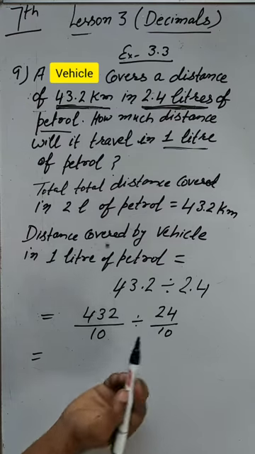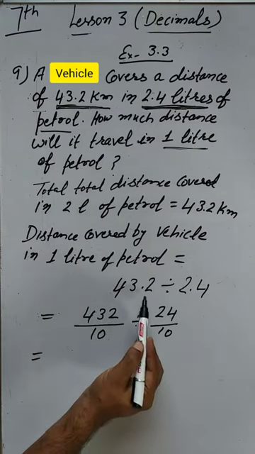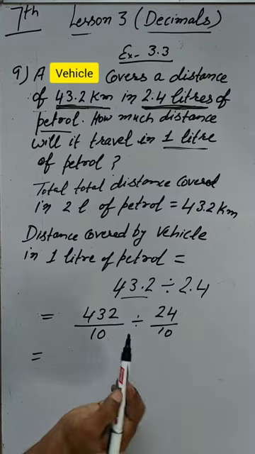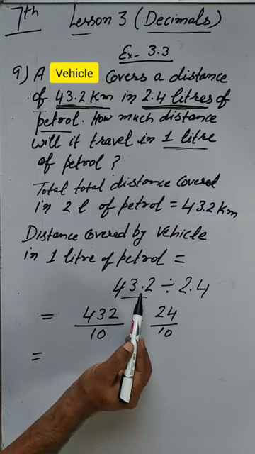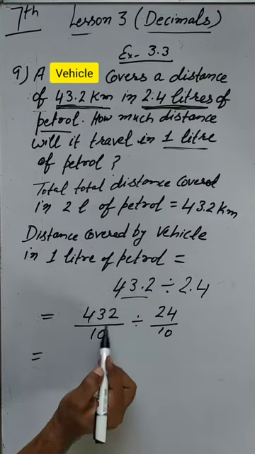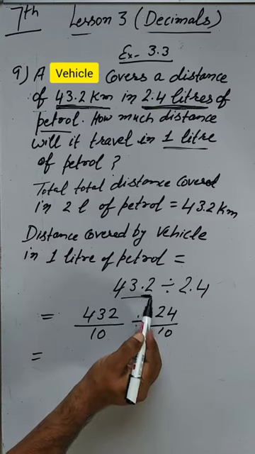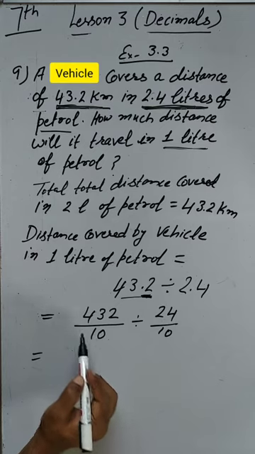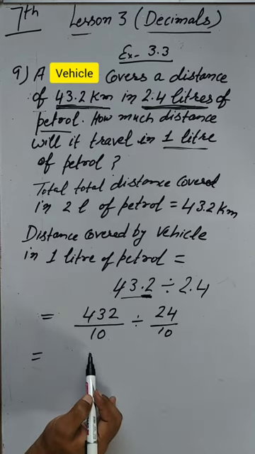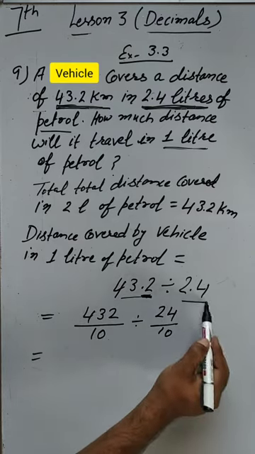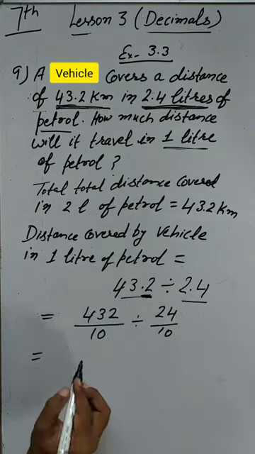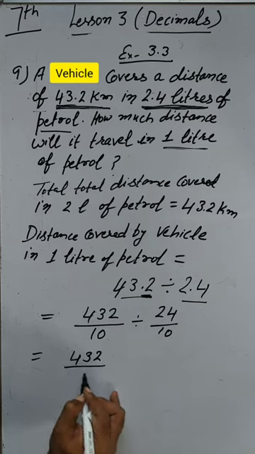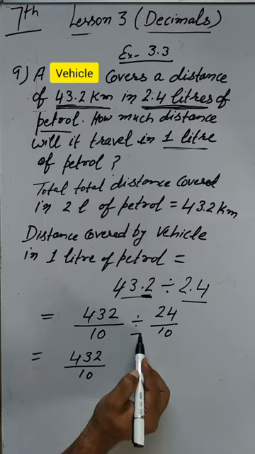Now look beta, I know you can easily change decimal into fraction, but still I am explaining again. When I remove the decimal from here, there is one place after the decimal, so you will place 1 0 with 1. So it becomes 432 upon 10. Similarly here, it will become 24 upon 10. Now it becomes a sum of division of fractions.